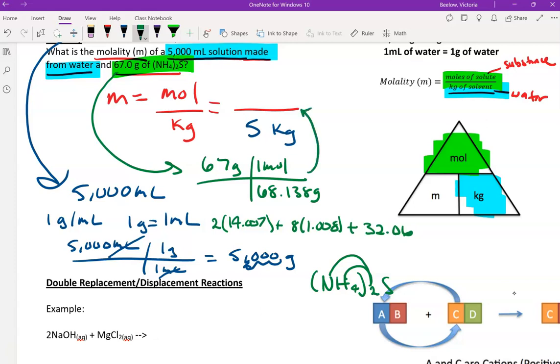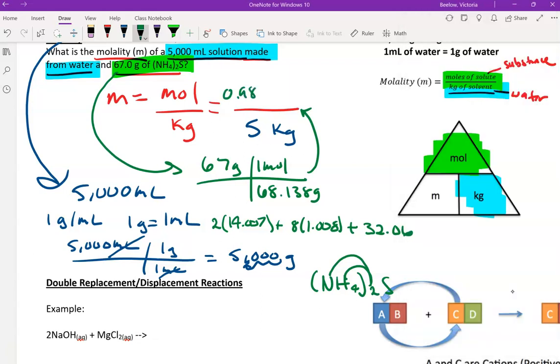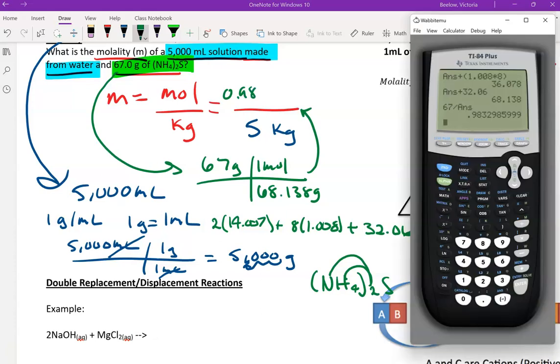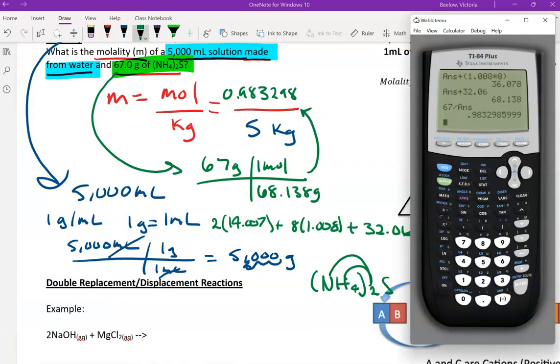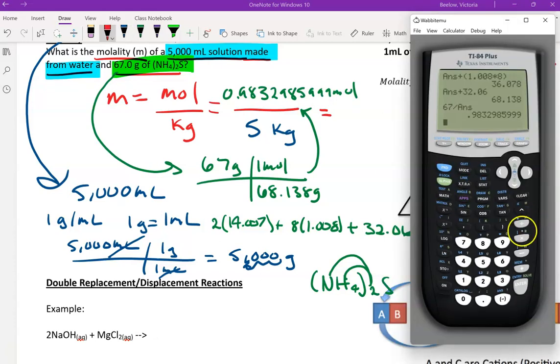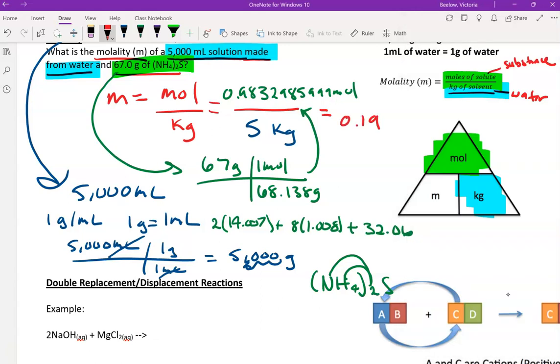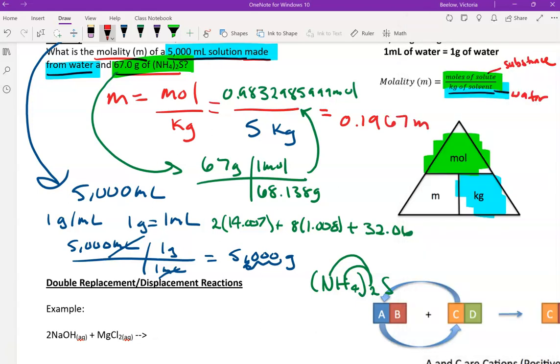And then that number we're going to plug in the top. So 67 divided by that number is 0.98329 moles. Then we're going to divide that by 5. That gives 0.1967, to 4 significant figures, and we use a little m to represent molality.